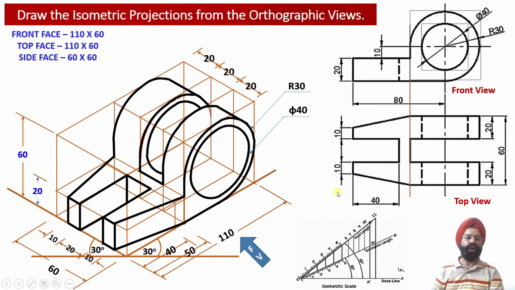So this is all for today. I hope that through this discussion you would have understood the procedure: how do we evaluate the isometric projection of an engineering object when the 2D front view and 2D top view orthographic projections of the solid are available with us.